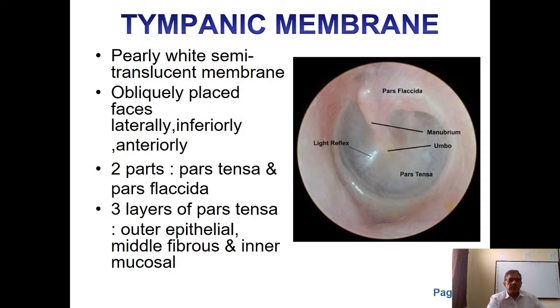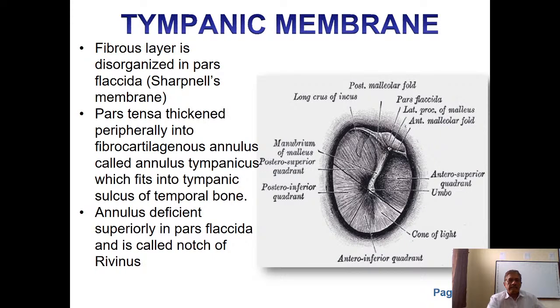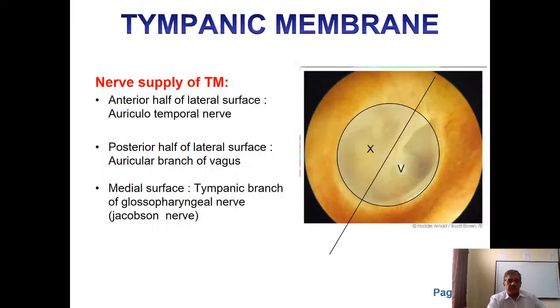And then we go to the, yeah, this is the same thing explained. Tympanic sulcus in the temporal bone, the fibrous annulus sits. The annulus is deficient superiorly in the pars flaccida and is called the notch of Rivinus.